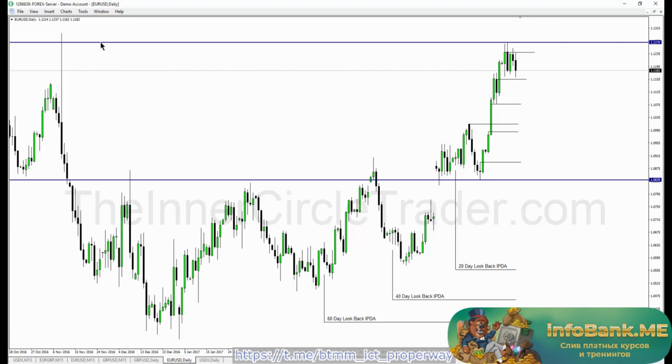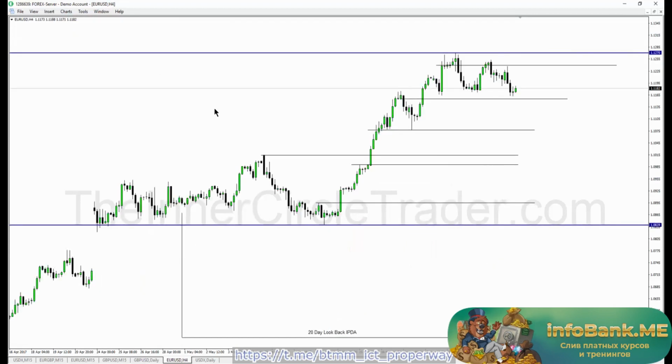So let's go down into a 4-hour chart. Okay, here we are on a 4-hour chart for the euro dollar. And you can see how all the daily PD arrays in the last 20 trading days look back for IPDA. We can see where IPDA will be looking to consider where liquidity may be resting or giving traders at the bank level an opportunity to get in and capitalize orders, whether it be long or short.